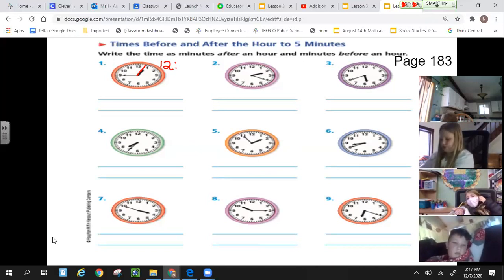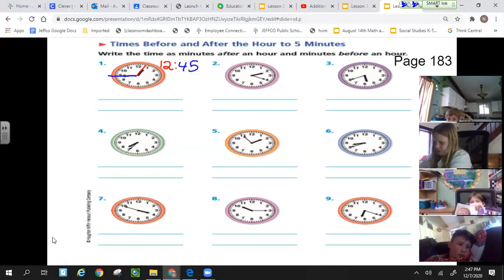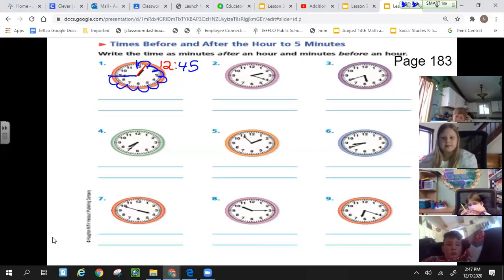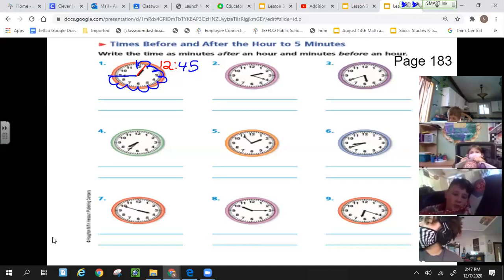And I see my minute hand is on the 9. And I know 5 times 9 is 45. So it's 12:45. But I'm going to double check that. I'm going to start at the 12 and count by 5s. 5, 10, 15, 20, 25, 30, 35, 40, 45. Yep. So it is 12:45.